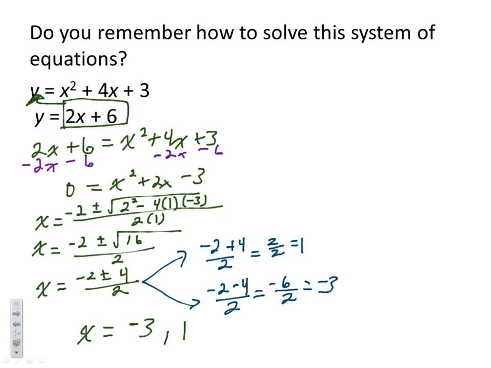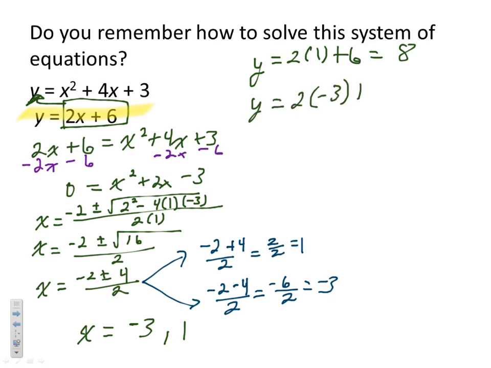If you said the second one, y equals 2x plus 6, you're absolutely correct. So now you take each one of your x values and you plug them in and you solve for y. So I have y equals 2 times 1 plus 6, which equals 8. And I have y equals 2 times -3 plus 6, which equals 0.